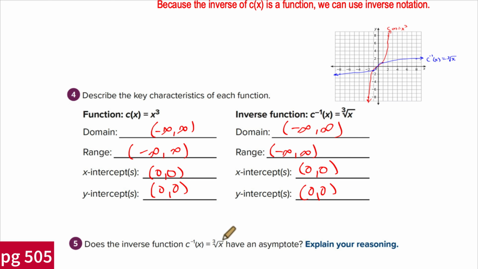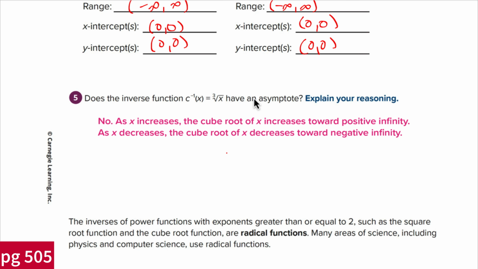Does the inverse function have an asymptote? Does this have an asymptote that it never crosses? We're talking about the inverse function, the blue one. Is there a horizontal line that it never crosses? The answer here is no. You just have to go far enough to the right, and this function will keep going up higher and higher eventually. Even though it might look like it has an asymptote, it really doesn't. It'll keep going up forever. So that is our answer to 5. As x increases, the cube root of x increases towards positive infinity, and as x decreases, as x goes to negative infinity, the cube root also decreases towards negative infinity.